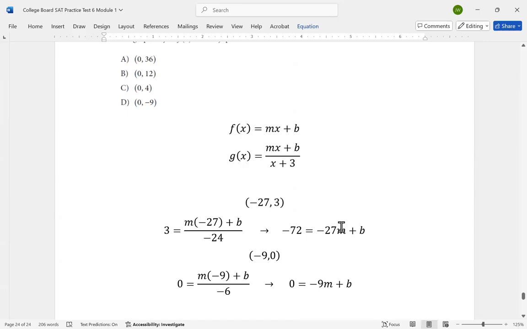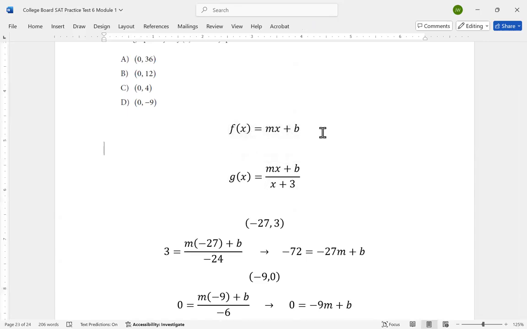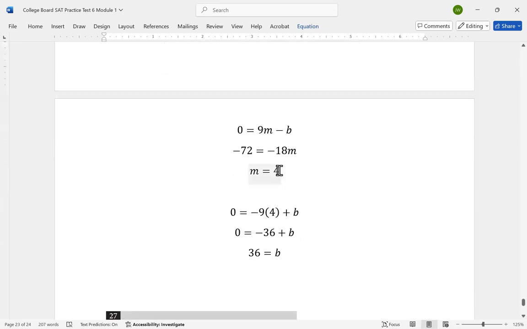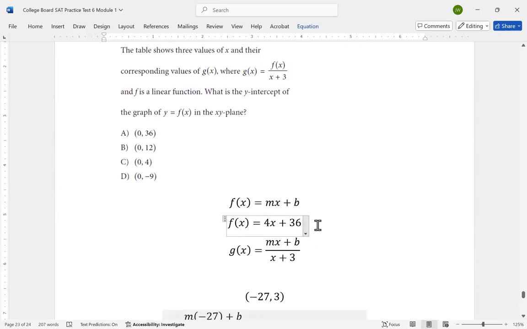So now I know what my f of x looks like. My f of x, if I go back up, is 4x plus 36. Again, I got the 4 from the m and the 36 from the b. So it's 4x plus 36.